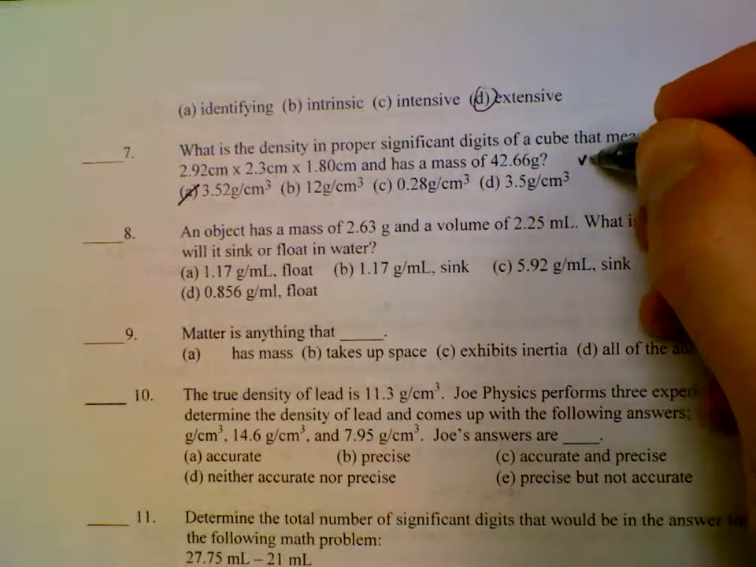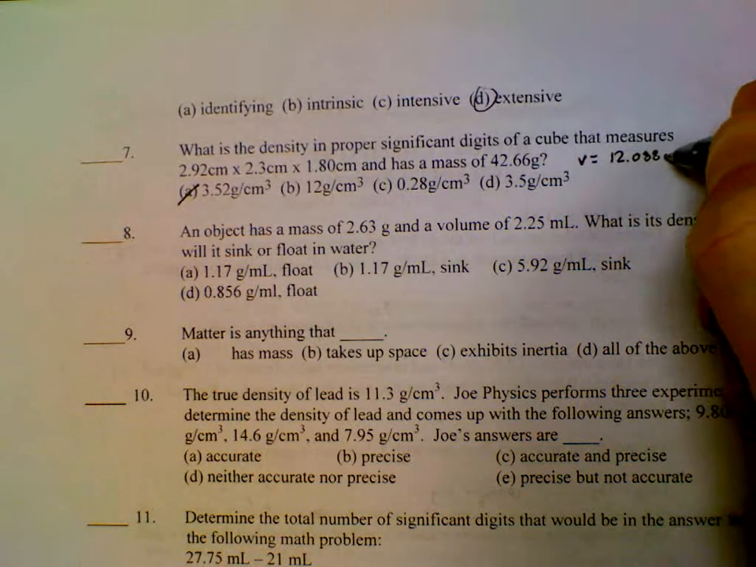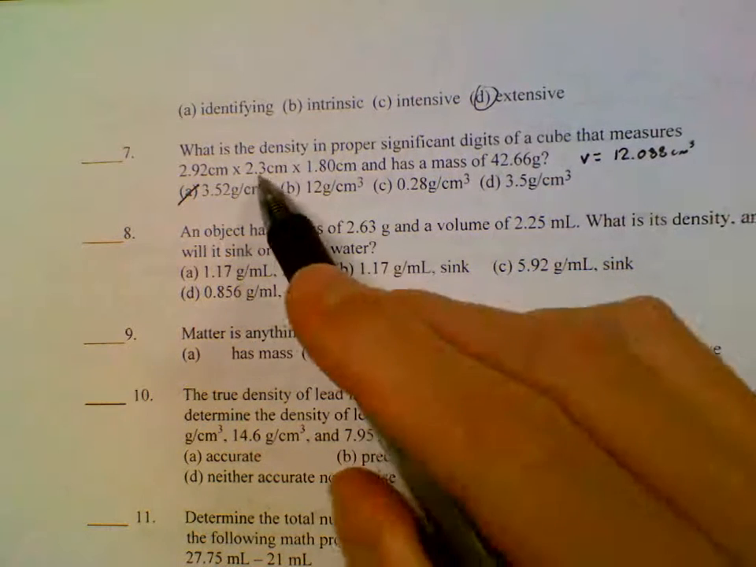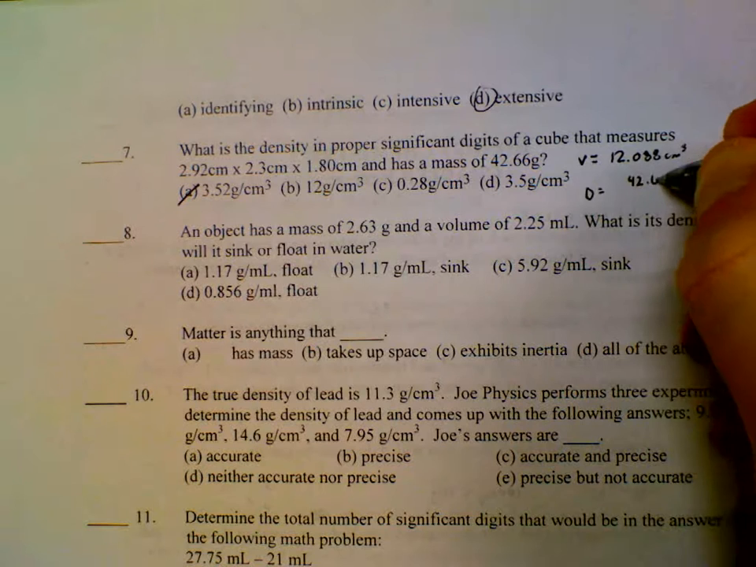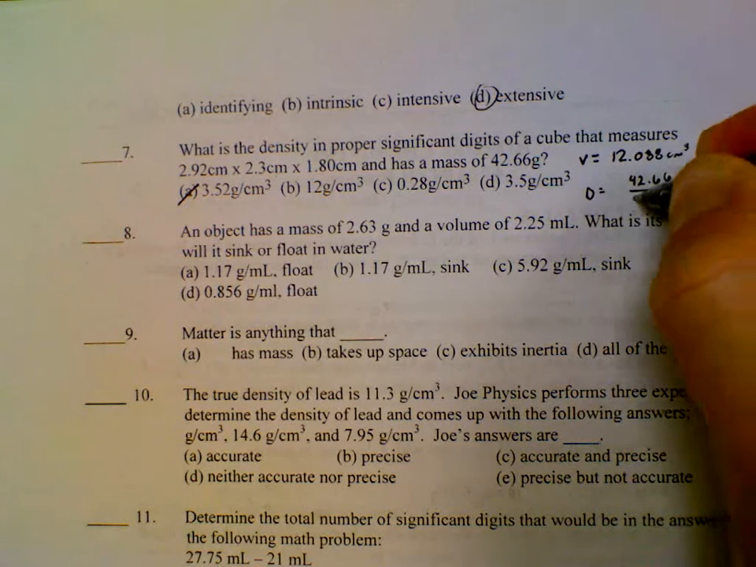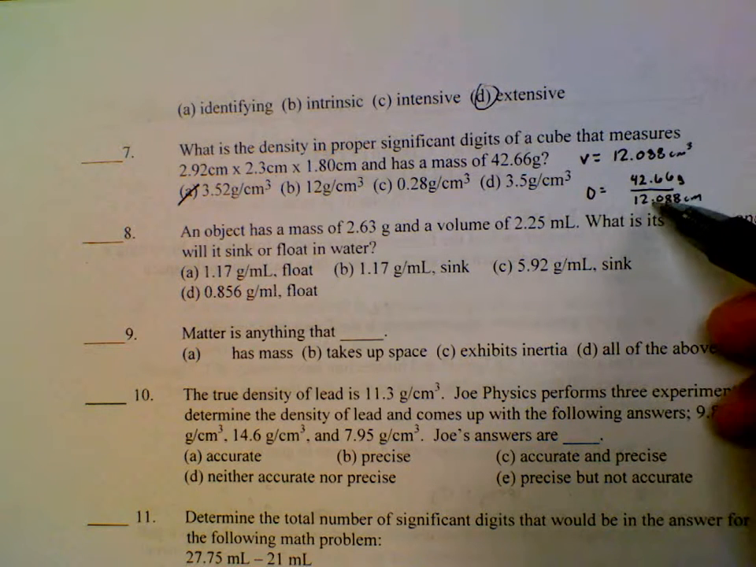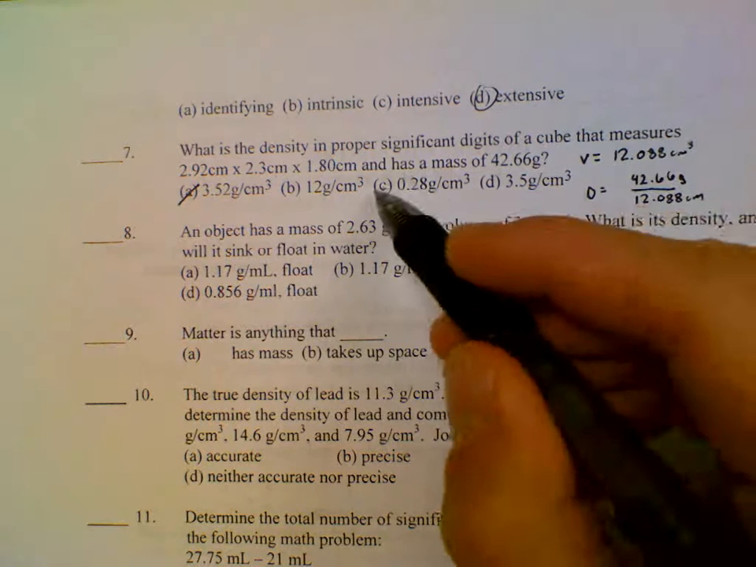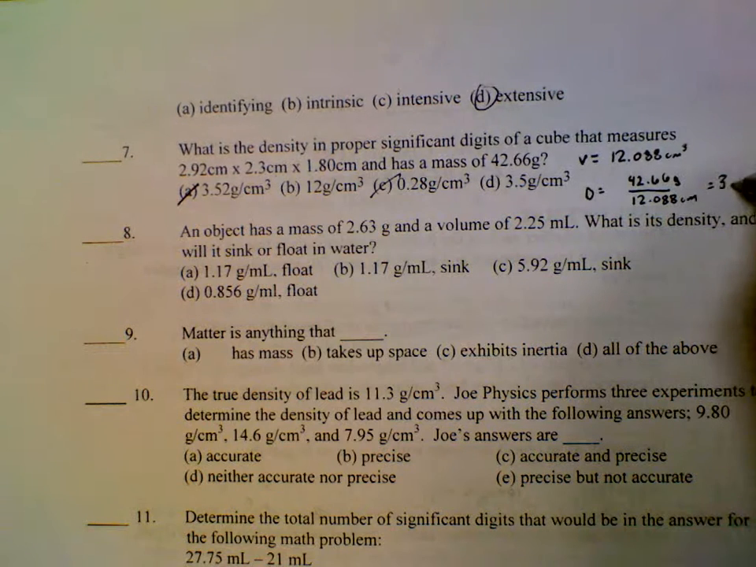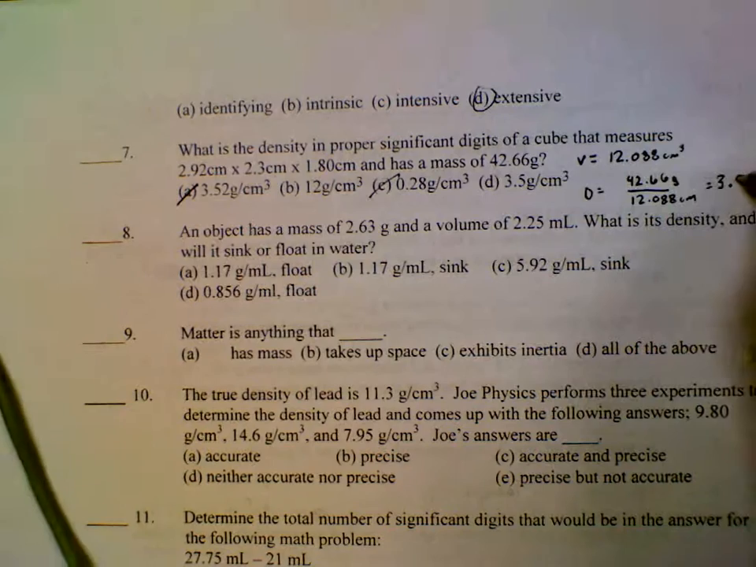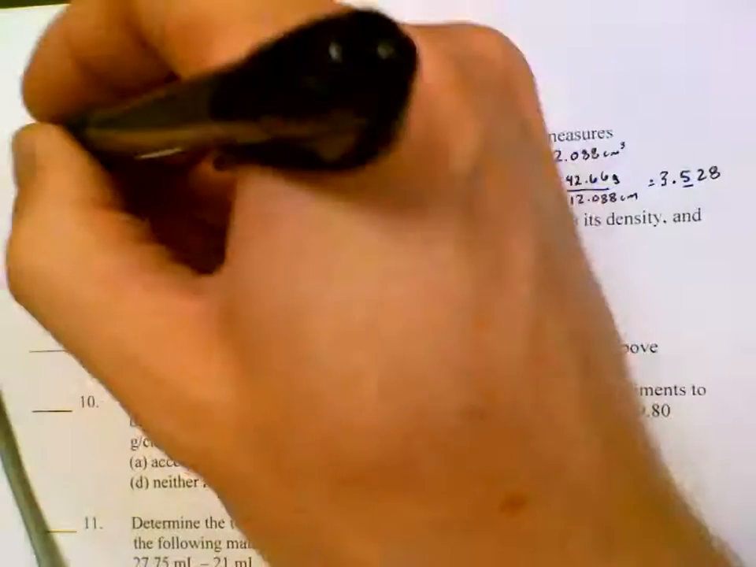If you calculate, your volume is going to equal 12.088 centimeters cubed, and that's by doing length times width times height. Then our density would be 42.66 divided by that same number we got for volume. 42 divided by 12, bigger divided by a smaller, is going to mean that C can't be a choice. And then if you actually do this, it gives you 3.528. We get 2 sig figs, so 3.5, choice D.